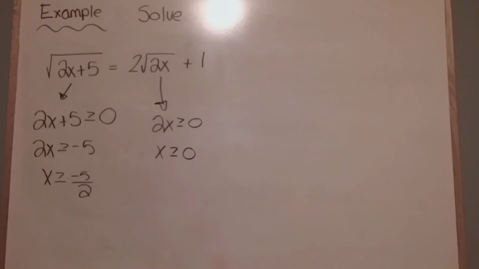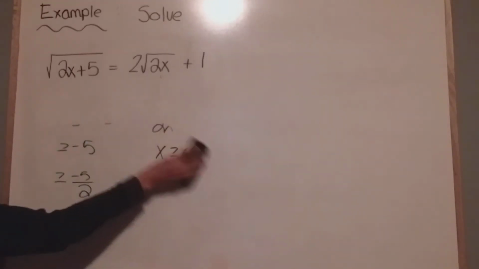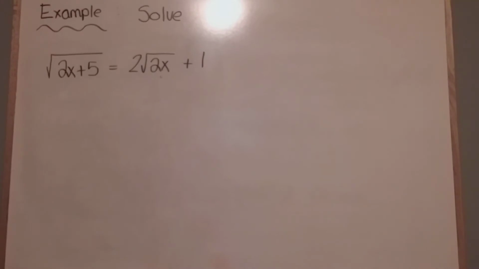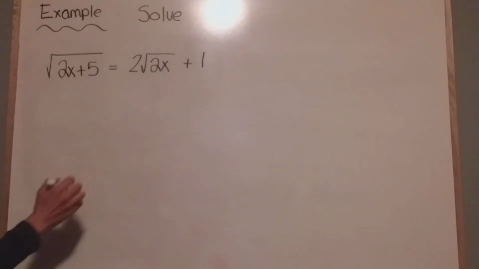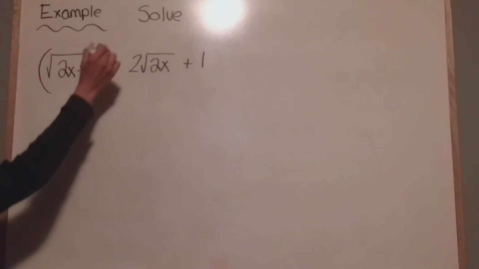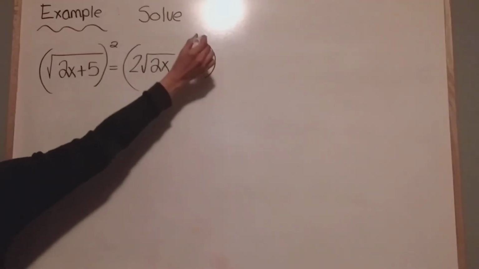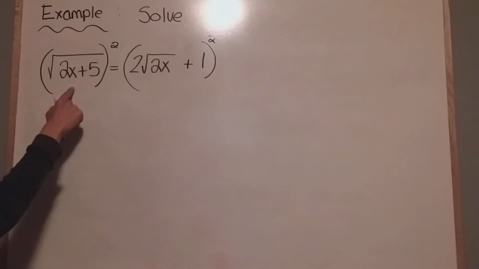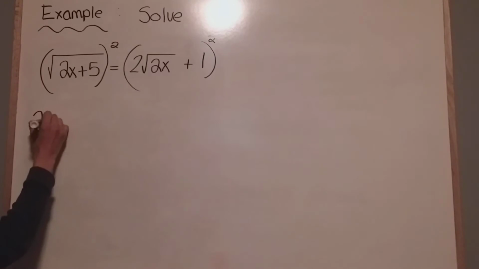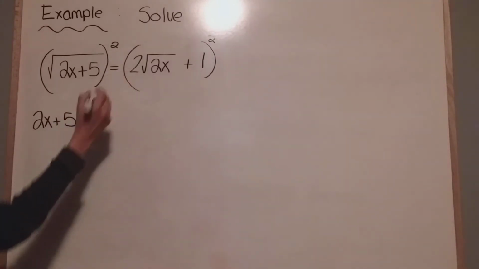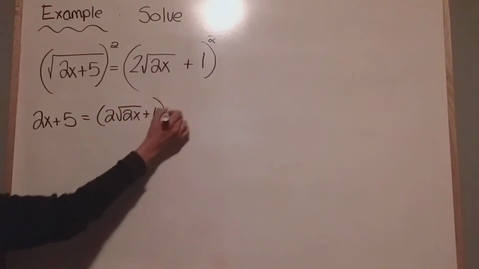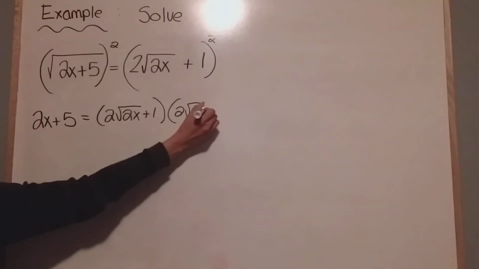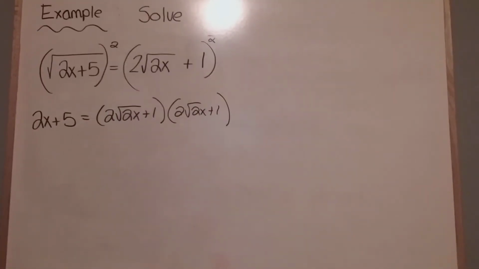Once you've done your restrictions, the next step is to solve. And like I said, this question takes a little bit more steps. So we'll start here. Your first step is, I have radicals on both sides, I have to square. When I square this side, I'm left with 2x plus 5. But when I square that side, I have 2 root 2x plus 1, 2 root 2x plus 1. So I have to FOIL.